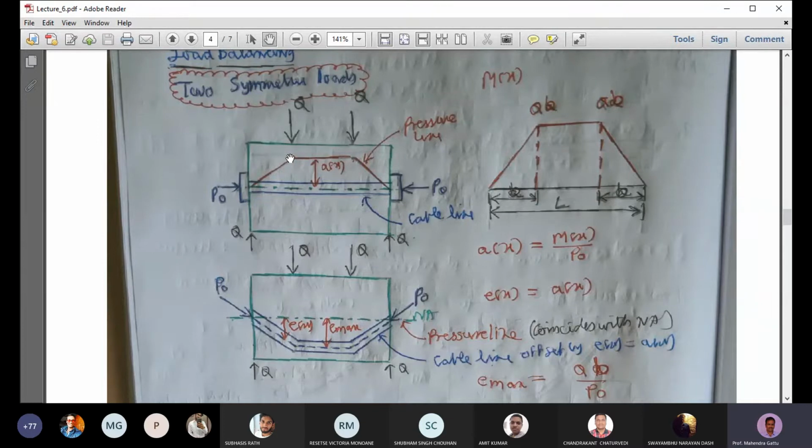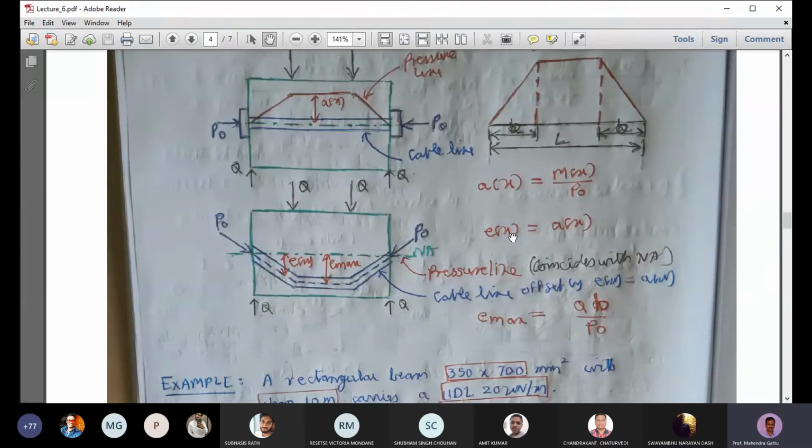Now we want to do the load balancing. So we make the cable in such a way that the pressure line will coincide with the neutral axis. How do we do that? We give an eccentricity E of the cable with respect to the neutral axis that is equal to A of x. So we make the cable in this fashion. The cable line now follows this shape: between these two points it is straight, and between this point and this point there is one incline, and between this point and this point there is another inclination. So again we are providing E of x equal to A of x.